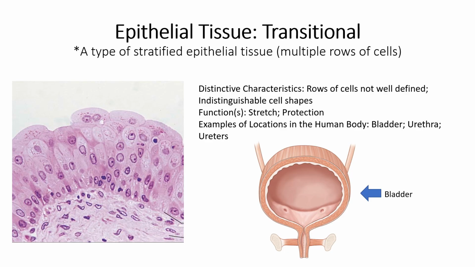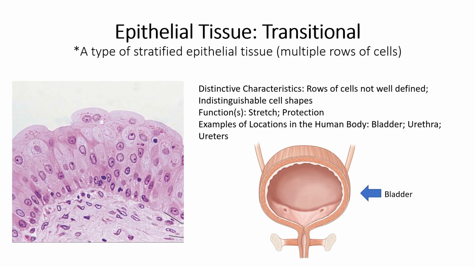Transitional epithelial tissue is a type of stratified epithelial tissue. So this tissue may look a little bit similar to the pseudostratified, right? In that you can't really make out any distinctive row of cells from another row. You can clearly see that there are multiple, or what appears to be multiple rows of cells, right? Because you see multiple nuclei all kind of on top of each other, so kind of creating rows.